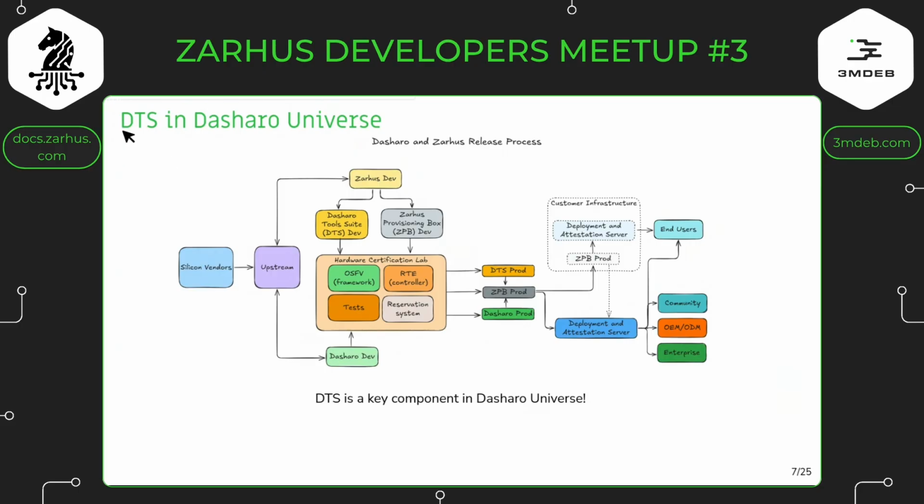So, where is the Dasharo Tools Suite located in the Dasharo universe and what does it provide? This is a copy of the diagram Piotr presented to you. As Piotr outlined, the Dasharo Tools Suite is located in two distinct places. The place here outlines the role in the development process of both the Dasharo firmware and the tools provided by Zarhus's team, that is Dasharo Tools Suite itself and Zarhus's provisioning box.